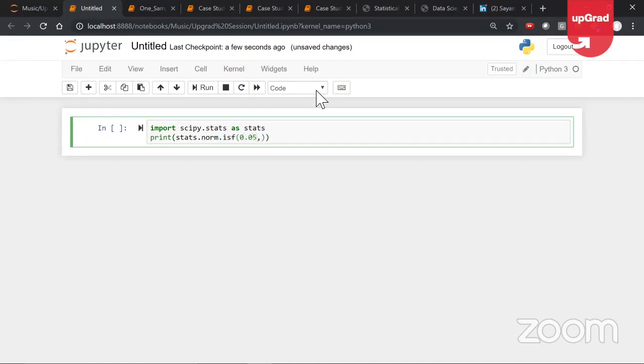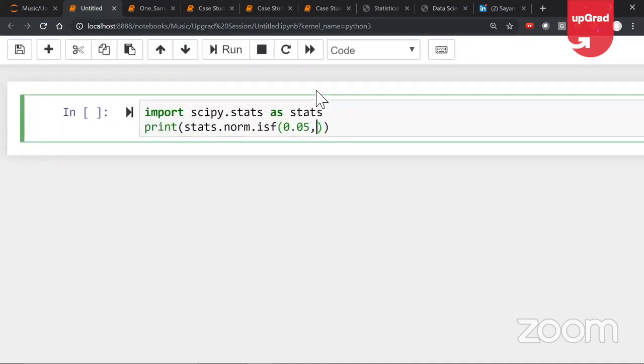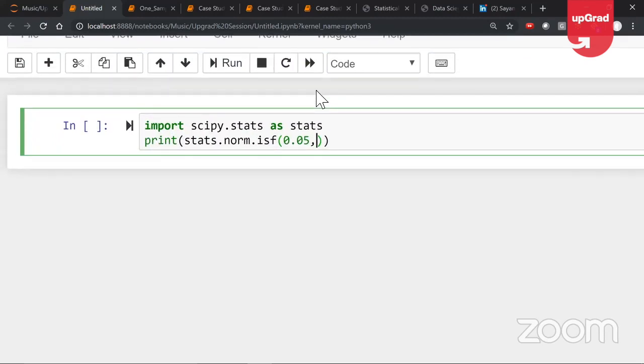You have heard about the CDF and ISF functions, just for my understanding. Otherwise, this might be a little on a different side. I'll explain it to you conceptually. Okay, I'll tell you briefly about it. Otherwise, it will get into a different discussion.